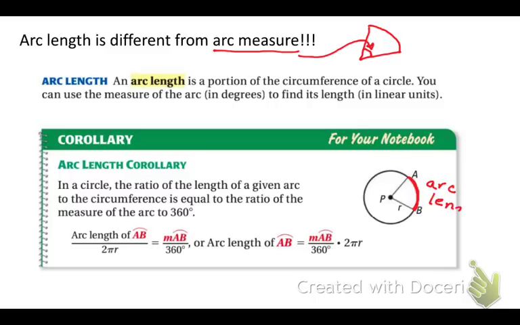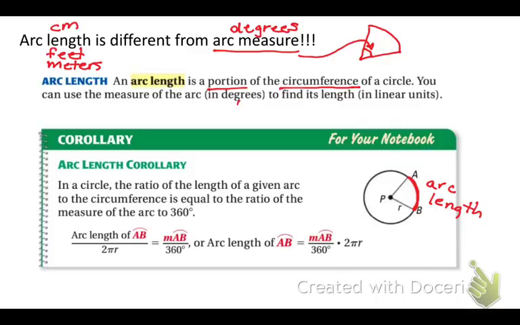Again, don't get those mixed up. Arc measure is in degrees. Arc length is going to be in some distance unit. So it could be feet, meters, centimeters, just about anything. But arc measure is always in degrees. So an arc length is a portion of the circumference. It's a part of that circle that you walk around. You can use the measure of the arc in degrees to find its length, which is going to be handy.